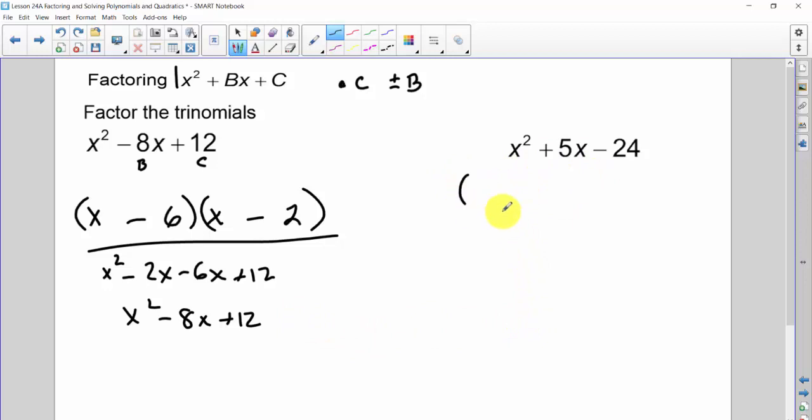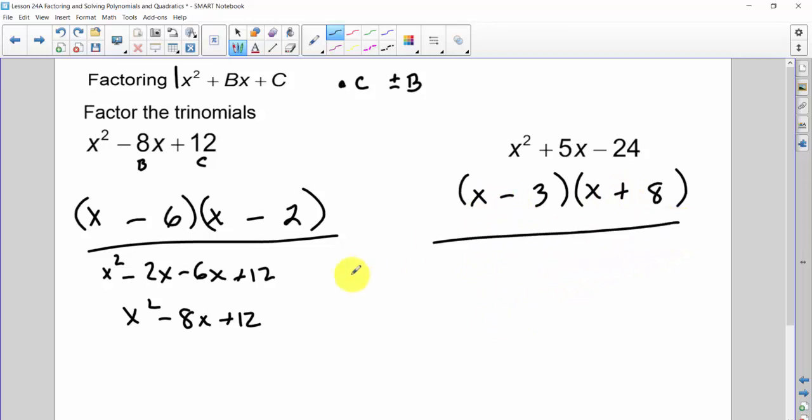Next, find two things that multiply to negative 24 and add to positive 5. Well, I know I start out with the x and the x again. 8 and 3 are going to get that done for me. This time I need a negative, so I have to have a positive and a negative on these two terms. And then I need a positive 5, so my positive term should be bigger. That gets the 8, and the 3 gets the negative.